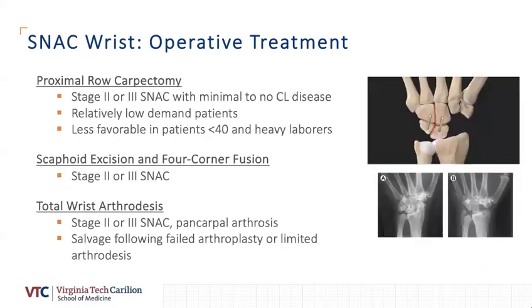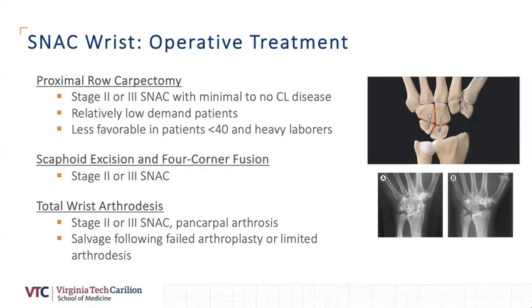Like SLAC wrist, for SNAC wrist you can do a PRC, which would be indicated in stage 1 or stage 2. You could also do it in stage 3 as long as there's minimal to no capitolunate disease. You can do this in relatively low demand patients, like we were talking about for SLAC wrist, and it is less favorable in patients less than 40 and heavy laborers, just because there's that risk of potentially developing arthritis of that joint later on.